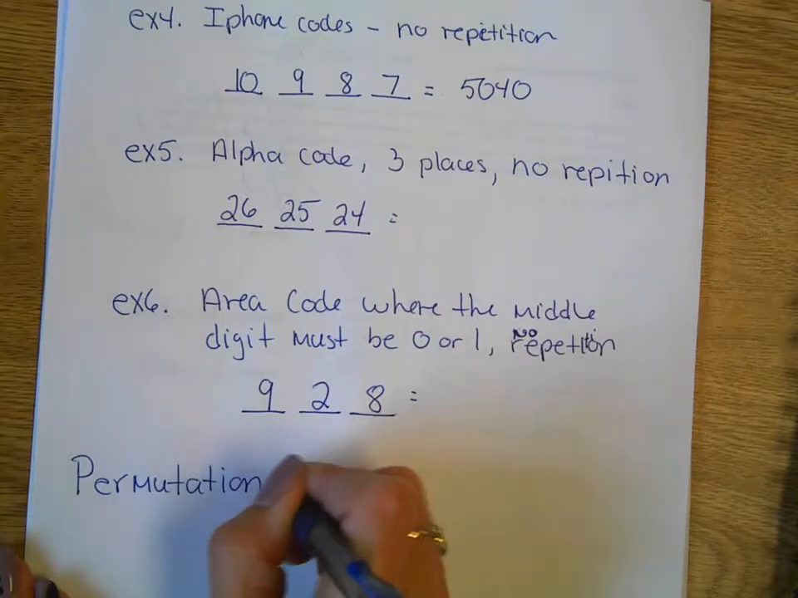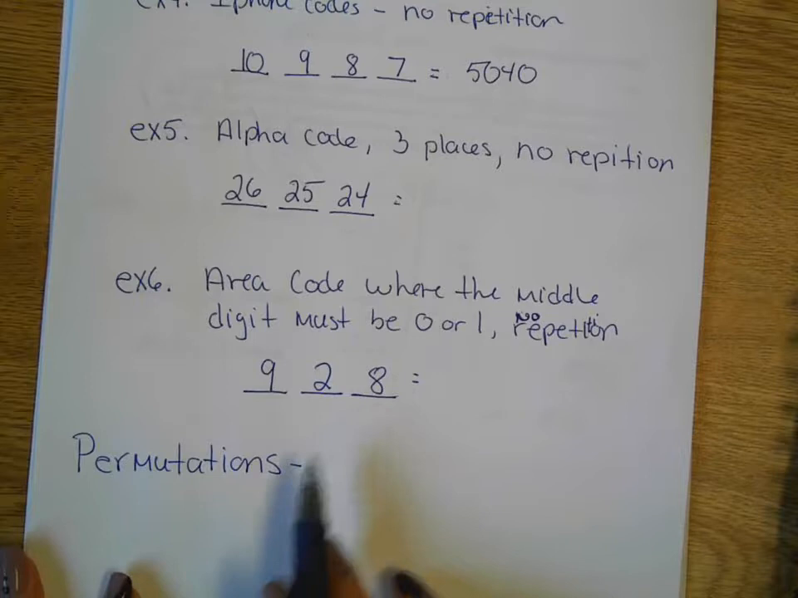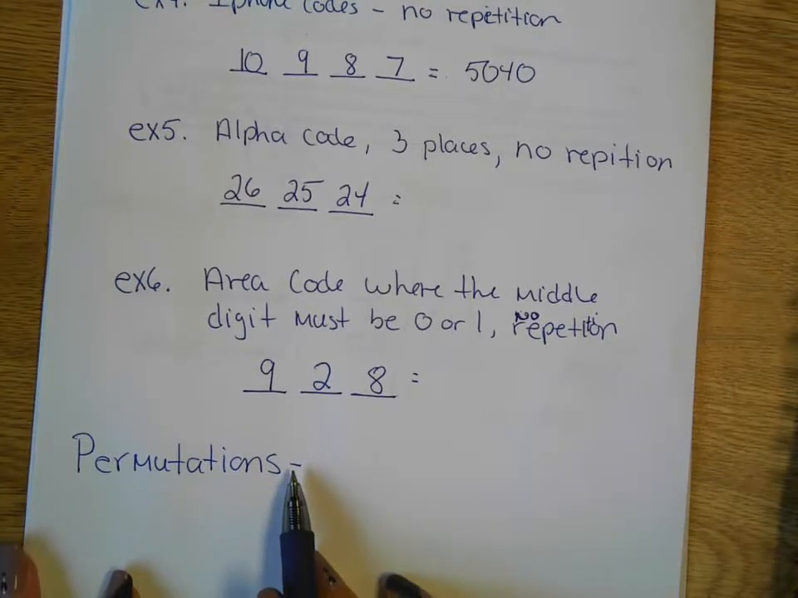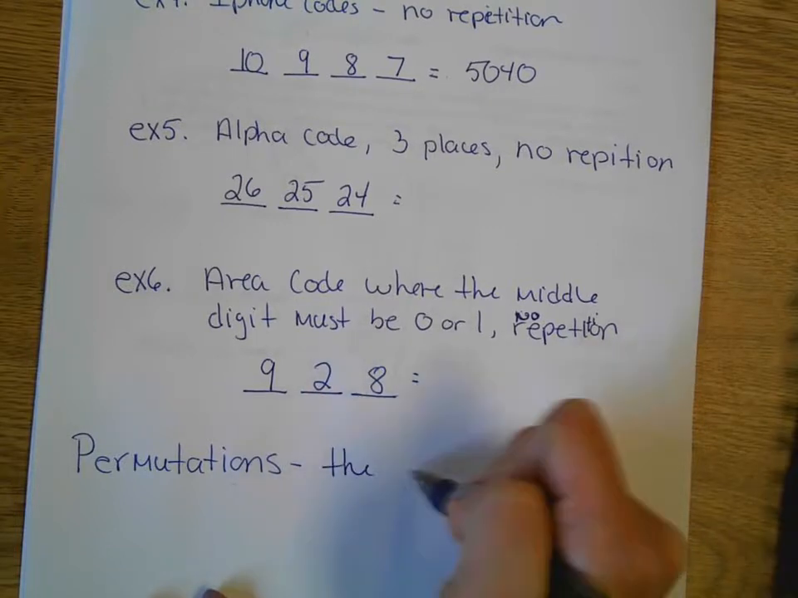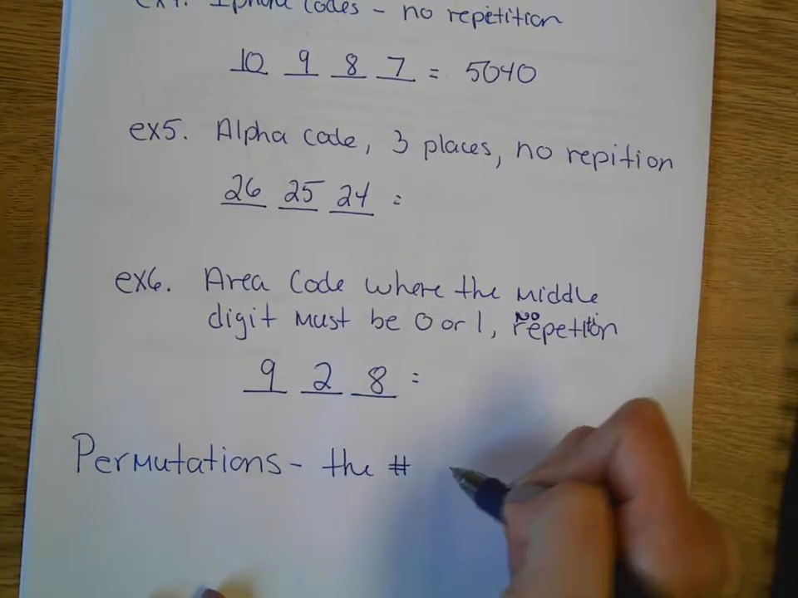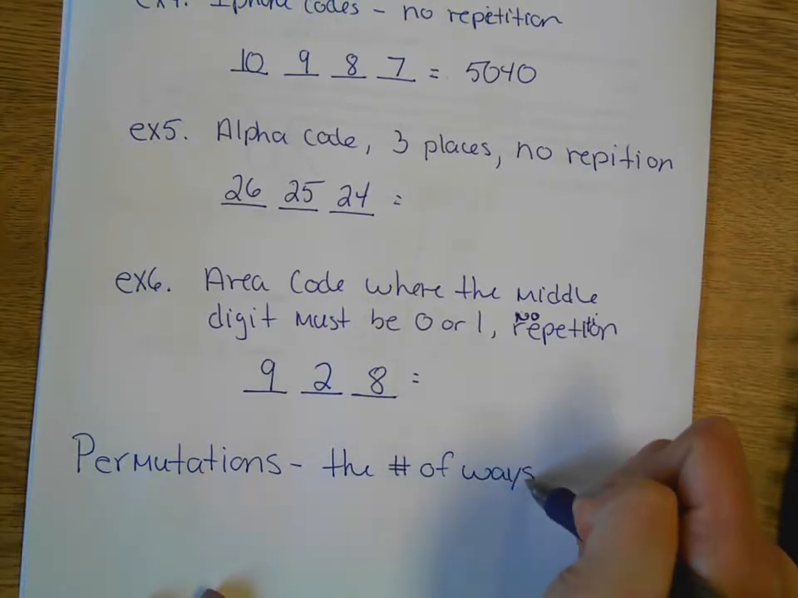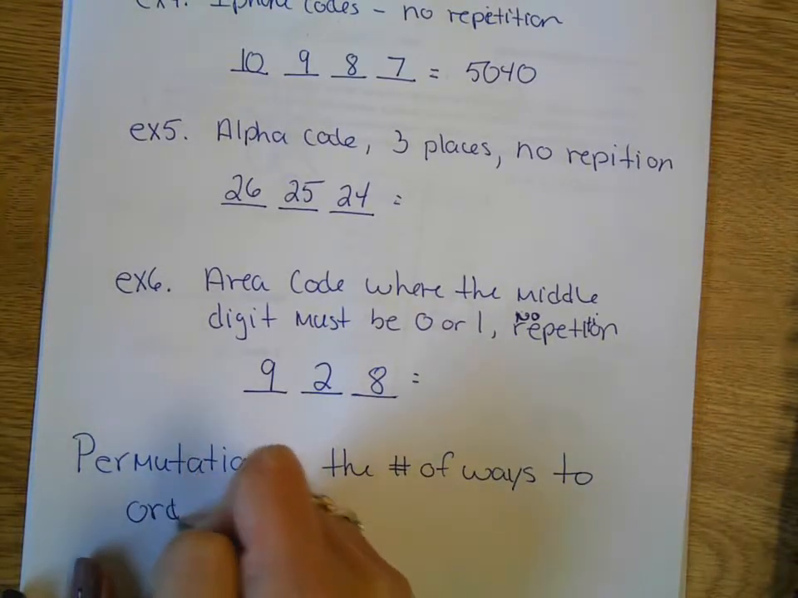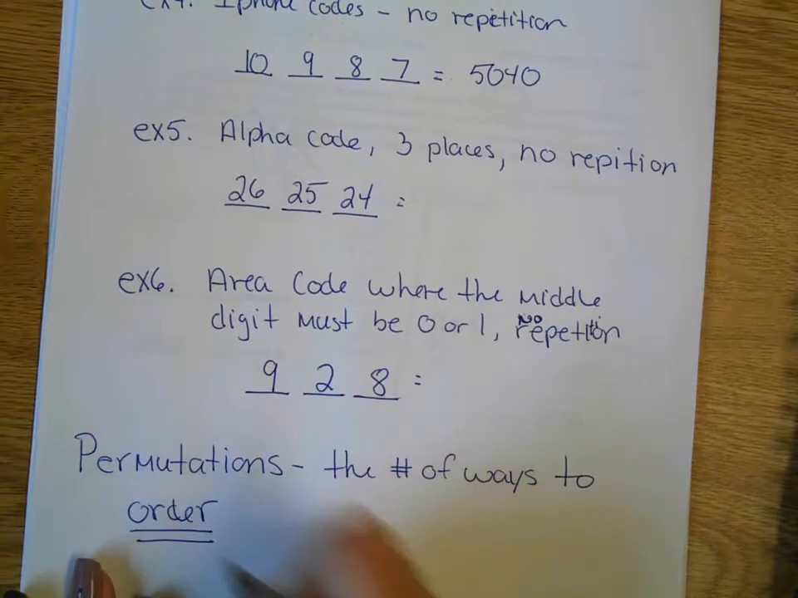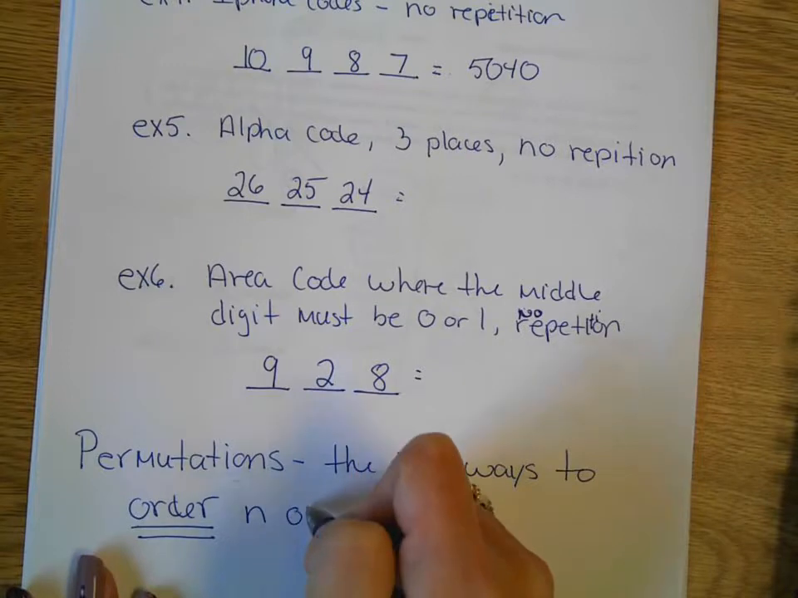Permutations are a little variation on the counting principle. Permutations give the number of ways to order, this is the key word here, n objects.